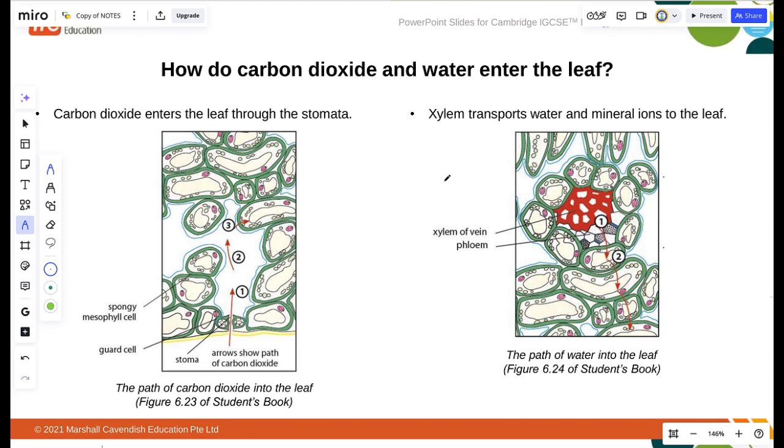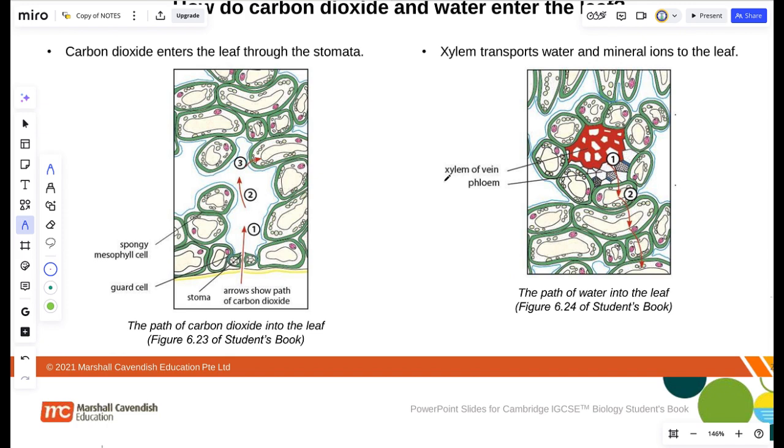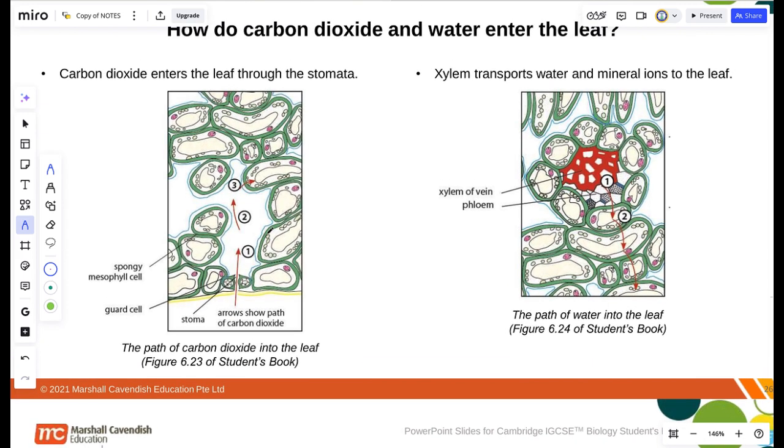How do carbon dioxide and water enter the leaf? By diffusion. We already explained all of this. Carbon dioxide enters the leaf by diffusion through the stomata, okay? It enters the spongy mesophyll layer, which has a lot of air gaps, and finds its way to the palisade mesophyll layer of the leaf, okay?